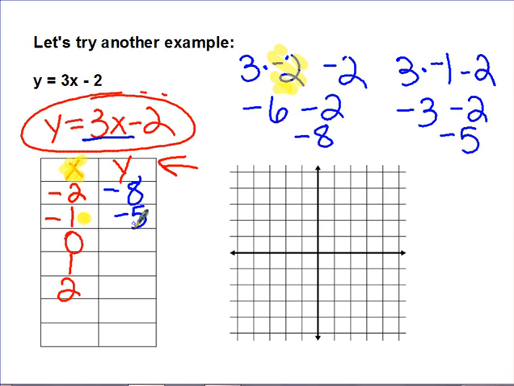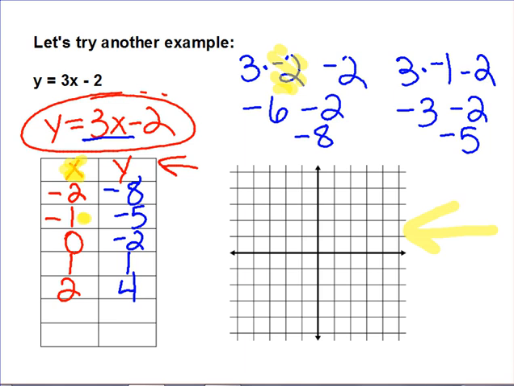Hopefully, you got -2, 1, and 4. Now, we're asked to graph these points. Pause the movie now, create a grid like this one here, and try to plot the points on your own. When you start the movie again, you can check your answers.